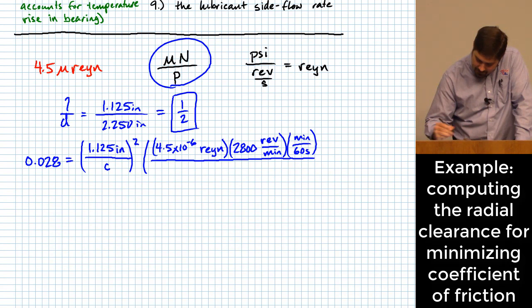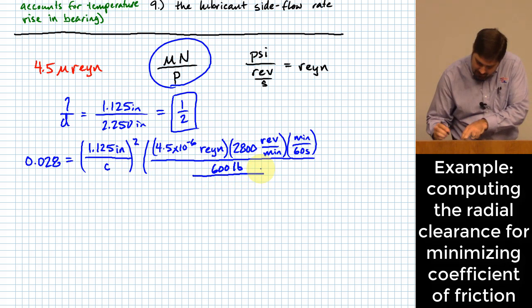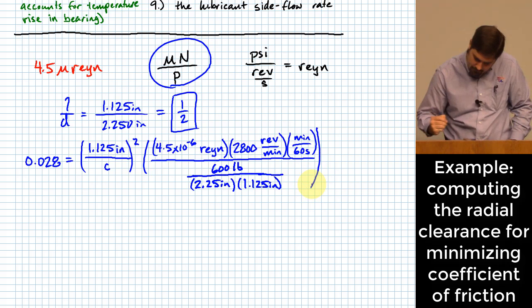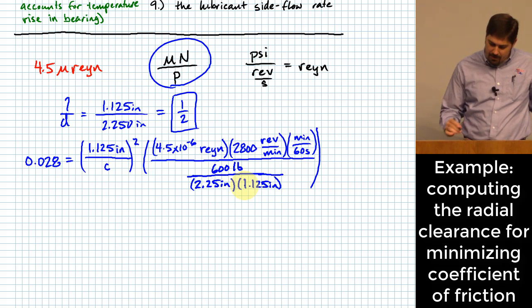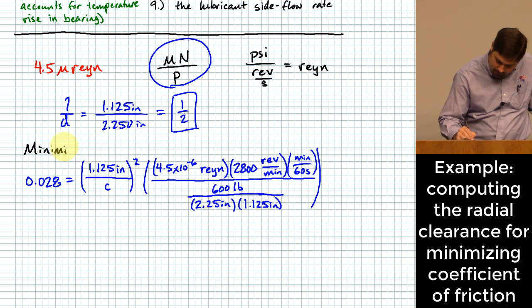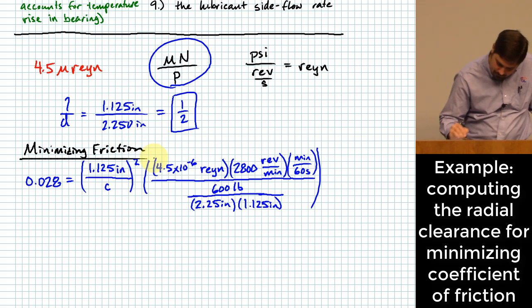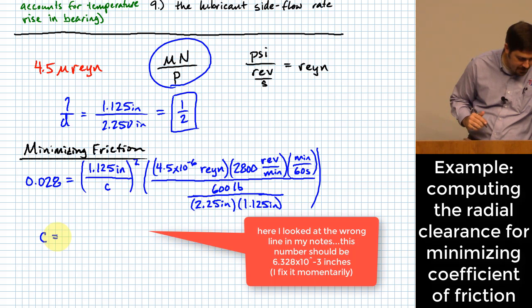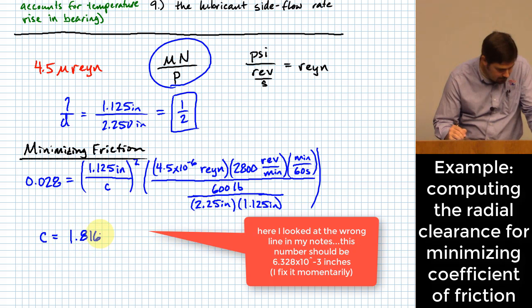So we have 600 pounds as the load divided by the diameter, 2.25 inches, times 1.125 inches. That is just diameter times length. And all of the stuff on the right is a Sommerfeld number. The target Sommerfeld number is 0.028, and this is for the case where we are trying to minimize friction. If you solve this for C, the C value that comes out is 1.816 times 10 to the minus third inches.